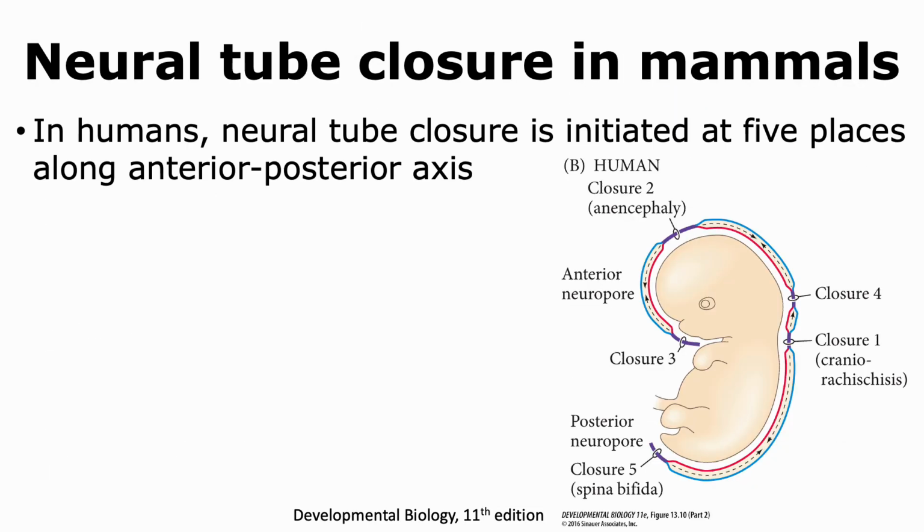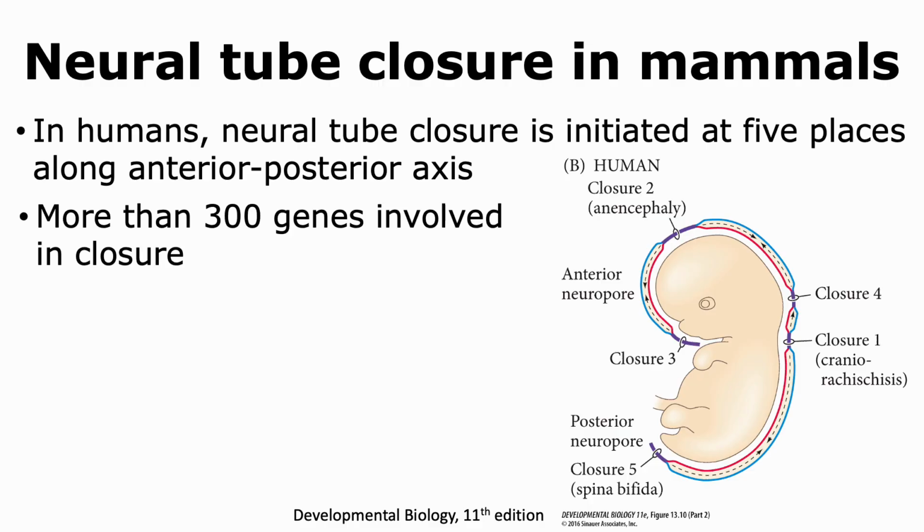Now neural tube closure in the case of mammals is initiated in different places. So in humans, the neural tube closure is initiated at 5 places along the anterior-posterior axis, and they all are shown in the figure as closure 1, closure 2, so on and so forth.